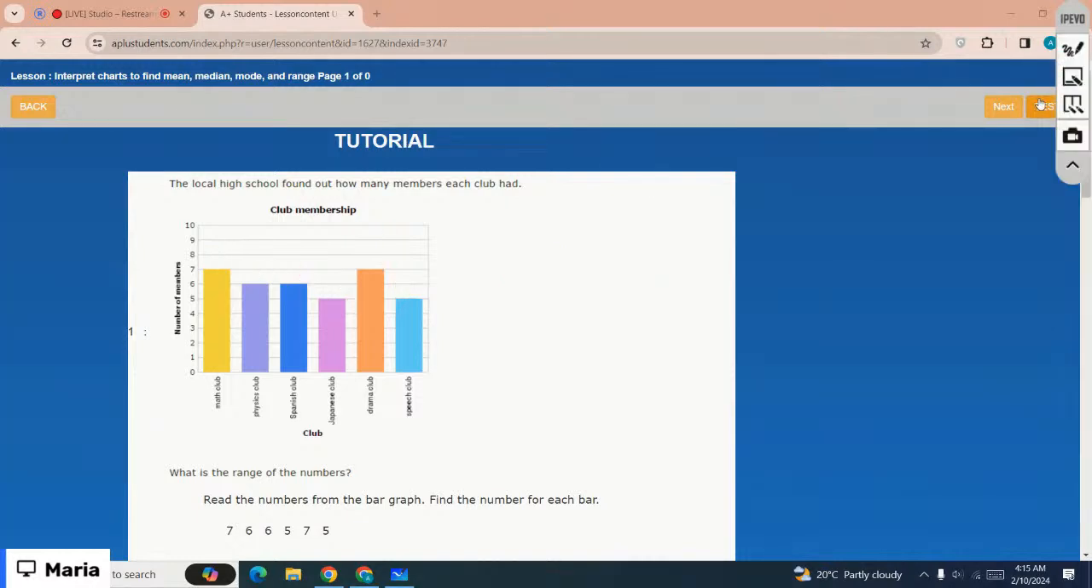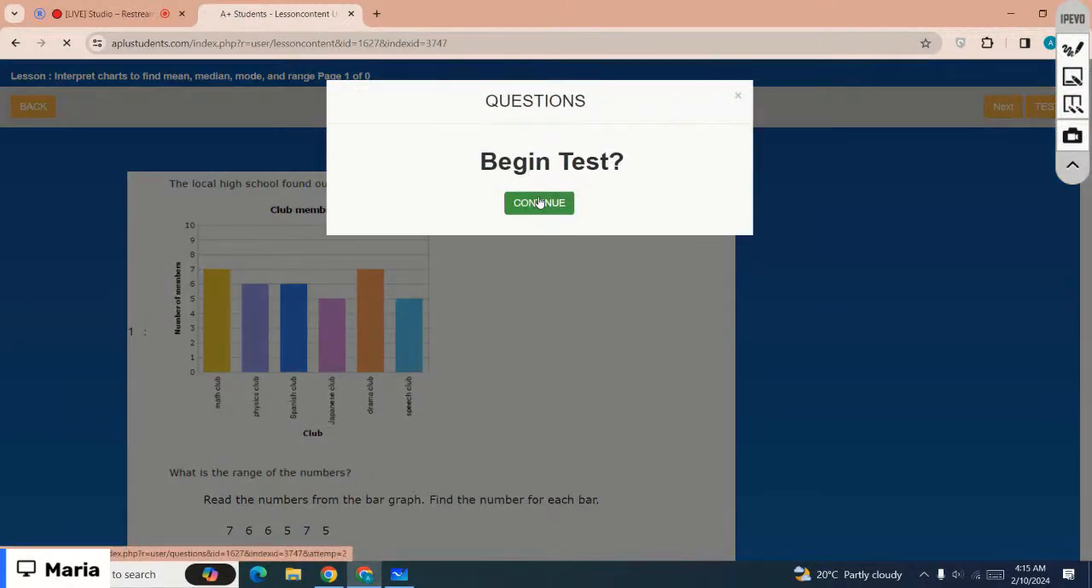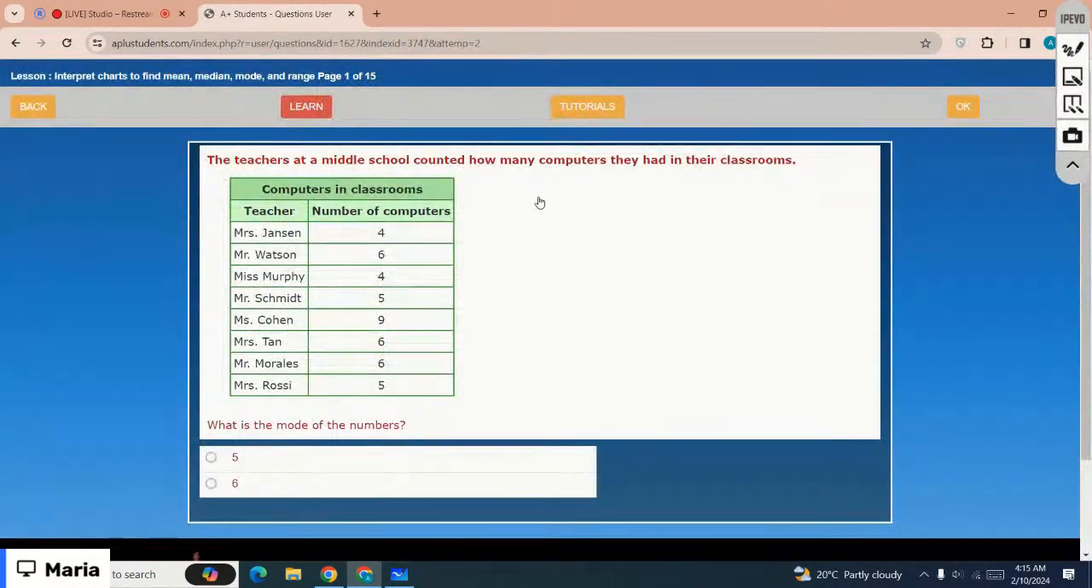Let's start with the test questions. Okay, the teachers at a middle school counted how many computers they had in their classroom. What is the range of the numbers? For the range, you have to find the least number in the data and the greatest number in the data. So what is the least? What is the range?